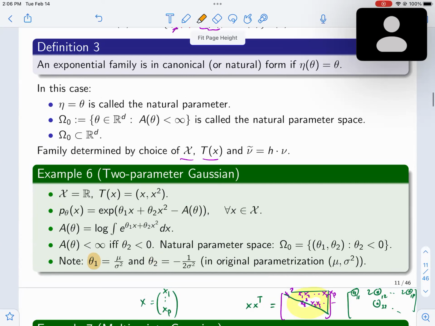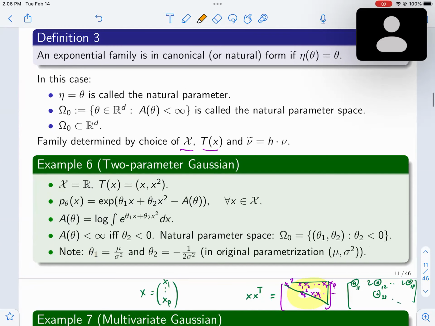Today we'll see a more natural parameterization, one that's more closely related to the familiar one.